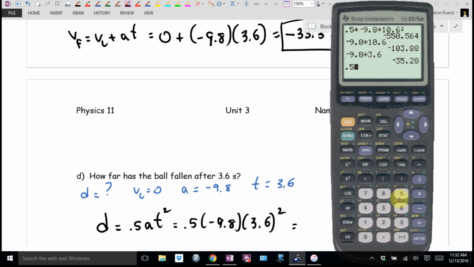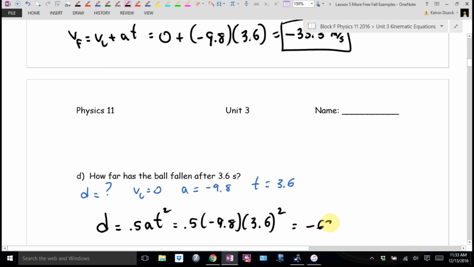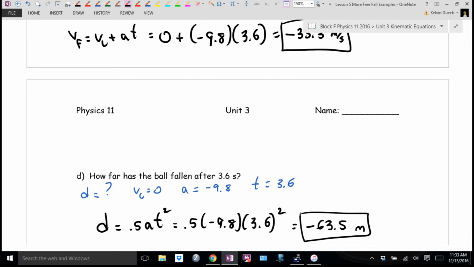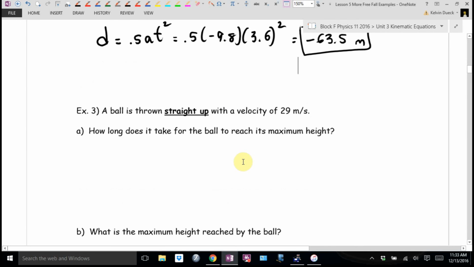It's going to be 0.5 times negative 9.8 times 3.6 squared. So we can make lots of good predictions here by just imagining what's going on. Negative 63.5, yes? Meters. It is 63.5 meters below us. But it's easier just to write negative 63.5 meters. So far, so good.